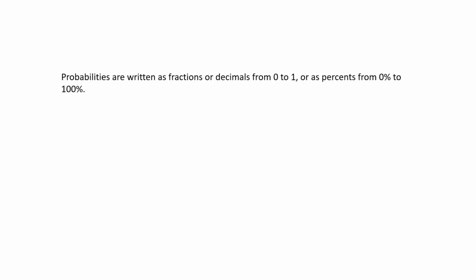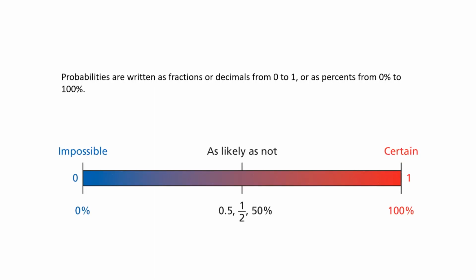Probabilities are written as fractions or decimals from 0 to 1, or as percents from 0% to 100%. So what that means is if you are at 0%, it's impossible for the event to happen. If it's 50% or half or 0.5, any one of those, it's just equally as likely to happen as not happen. And if it's 100%, then it's a certain. All right, so I think you're probably pretty okay with that.